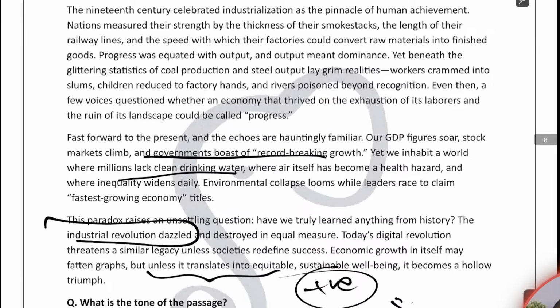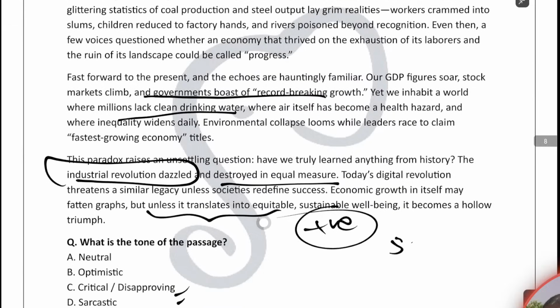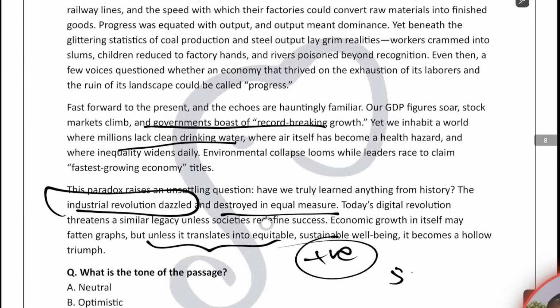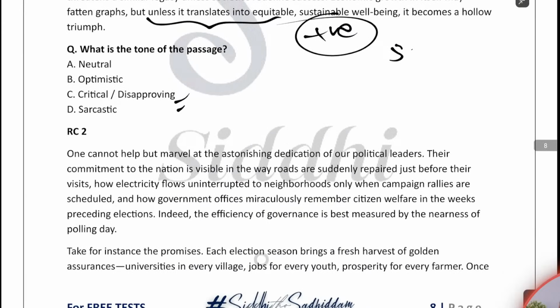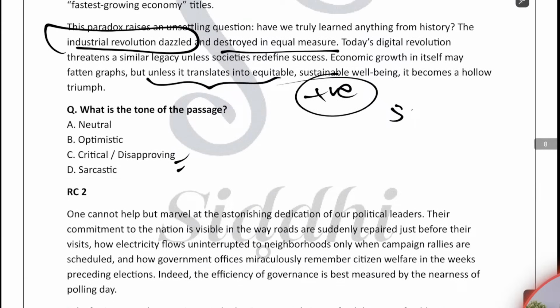The industrial revolution dazzled many things, but it also destroyed many things. So there are certain words which are glorifying it. Yes, there are certain very good titles that are glorifying it, and yet at the same time, we are also talking about the negatives and the problems. So I will go with sarcastic. I hope it is clear why sarcastic.